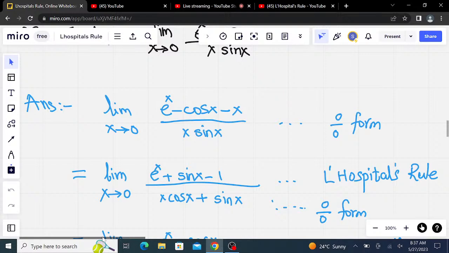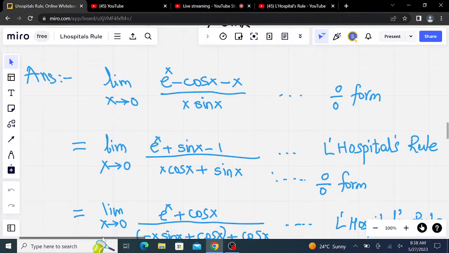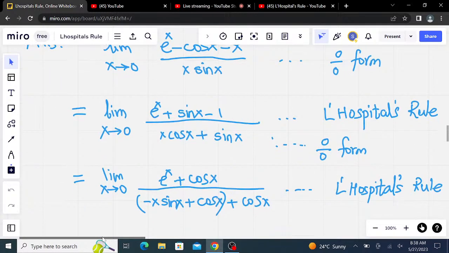Now let us see what format we have reached to. Again I put x equal to 0, e raised to 0 is 1, plus sin 0 is 0, minus 1. So 1 minus 1 makes it 0. Denominator, it is x into cos x, so obviously multiplication by 0 makes it 0, and sin 0 is a 0. So again we are at 0 by 0 format. So let us apply L'Hopital's rule once again.